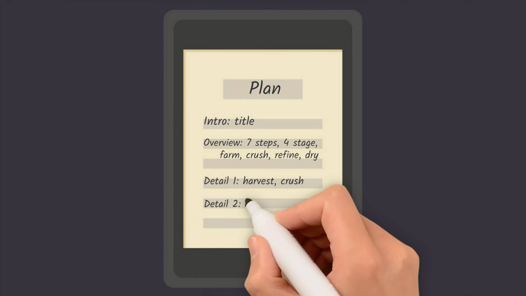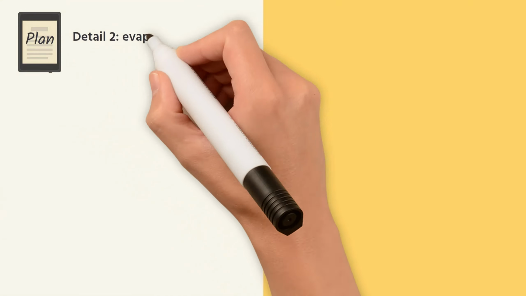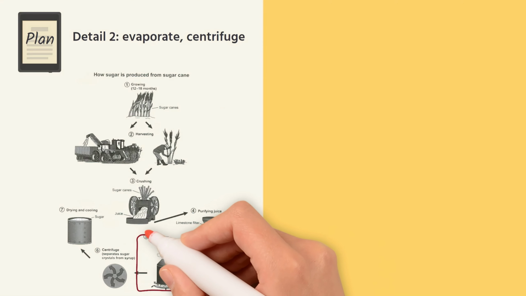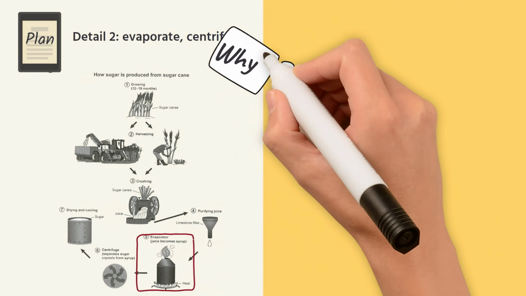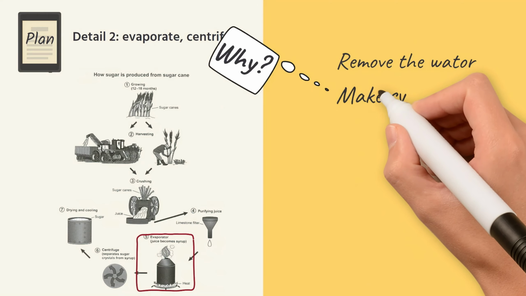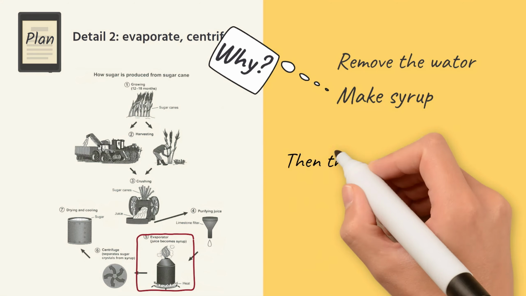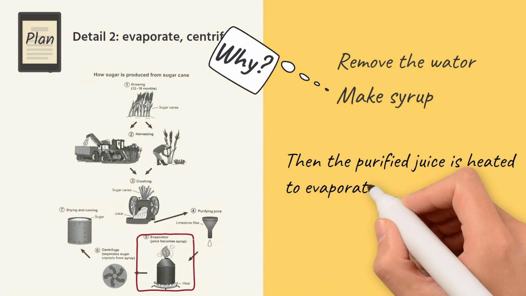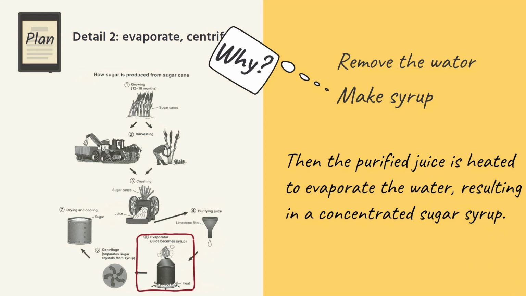Moving on to detailed paragraph 2. Use the same method, highlighting the evaporation and the centrifuge process. First, for the evaporation step, describe the diagram showing heat and fire. Ask why. What is the purpose? According to the text in the diagram, it's to extract a more concentrated syrup by evaporating water. Combine the two ideas into one sentence. Then, the purified juice is heated to evaporate the water, resulting in a concentrated sugar syrup.